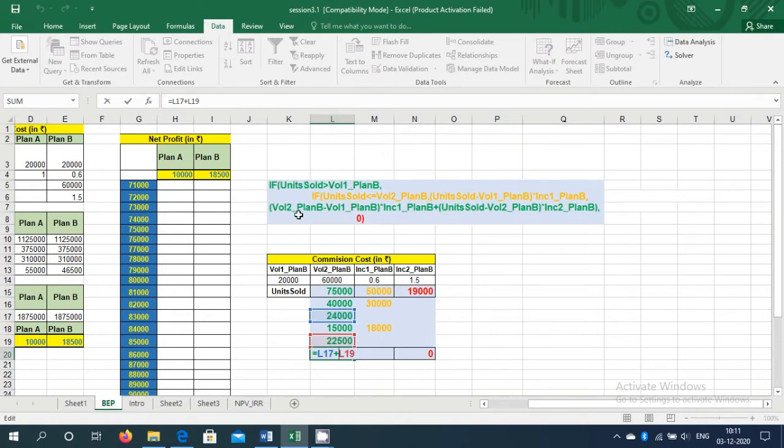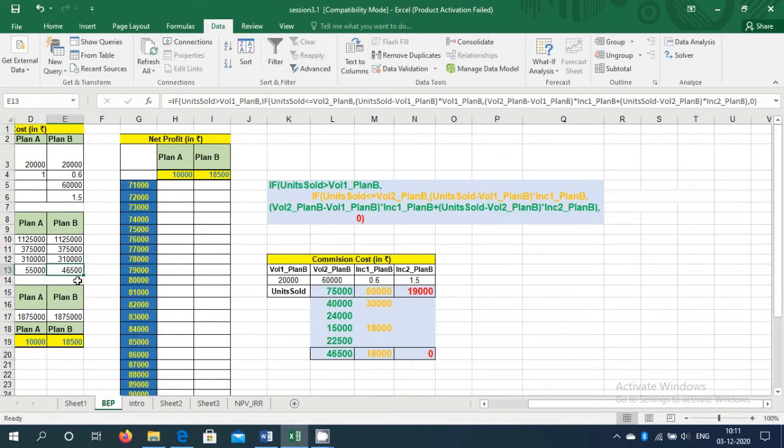Over here, 60 minus 20 and multiply with 0.6, that is 24. So this way I am getting 46,500. Here also you can see it is coming 46,500. Had it been less than 60,000, that is, if units sold is less than volume 2 plan B, volume 2 plan B is 60,000.